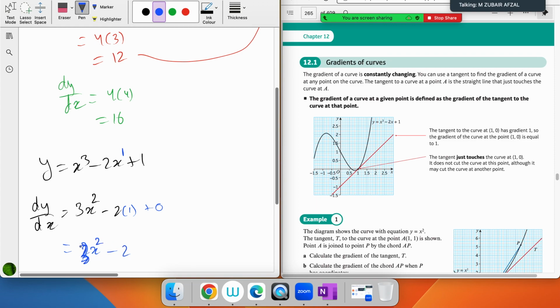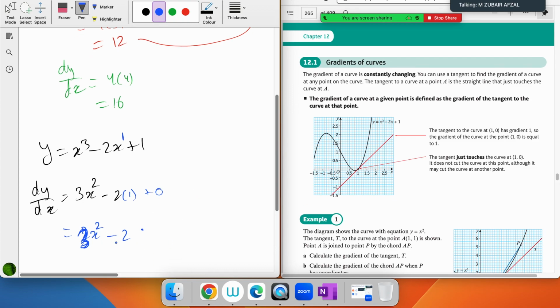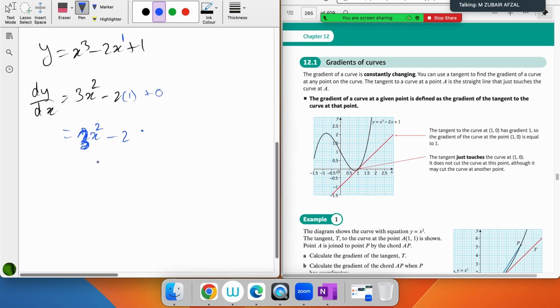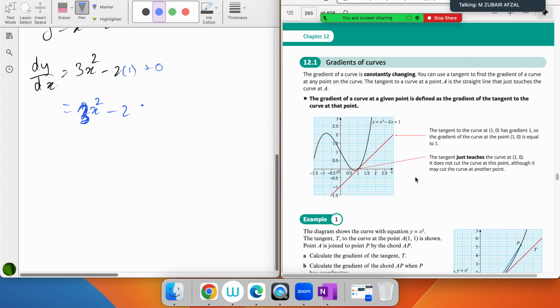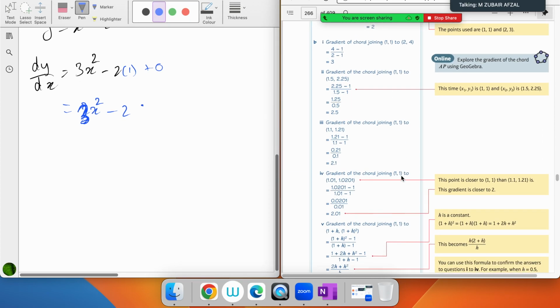Now whatever the second part of the question would be, find the gradient or whatsoever, you will just substitute the value of x in the given point. So this was about the gradient. There are a few more things, turning point and then the nature. We'll see step by step.